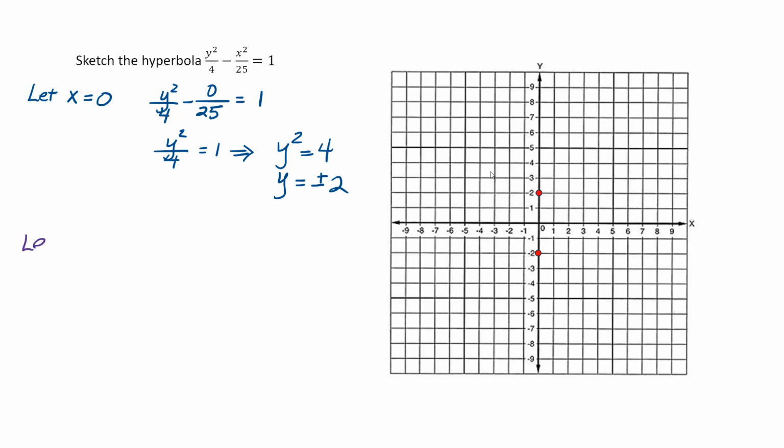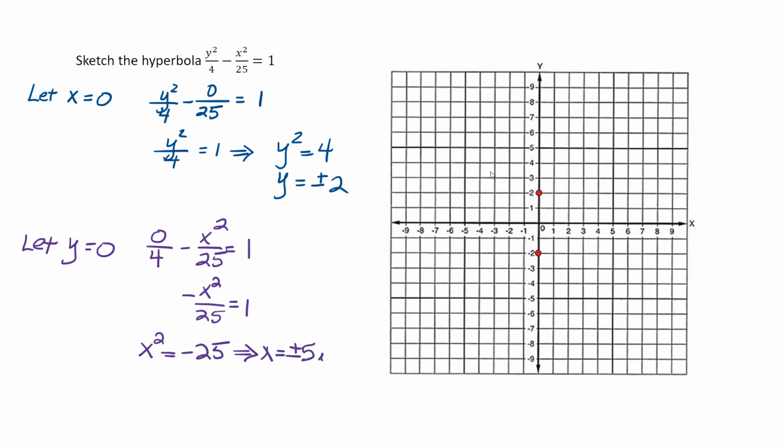If you let y equal 0, again, what's going to happen this time is that you are going to get a complex number for x. So negative x squared over 25 is 1. So x squared is negative 25, which means that x is plus or minus 5i. So the plus and minus 5i are not on the hyperbola because they're not in the xy plane. Those are imaginary numbers. But we will go ahead and put little x marks on plus 5 and minus 5 so we can draw our rectangle.